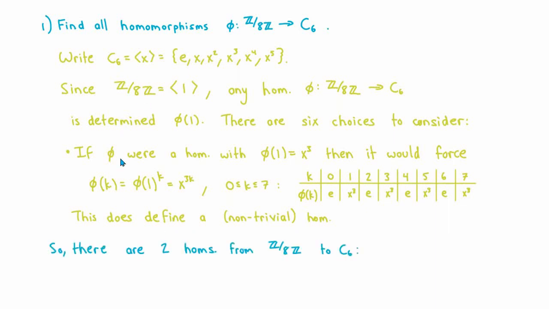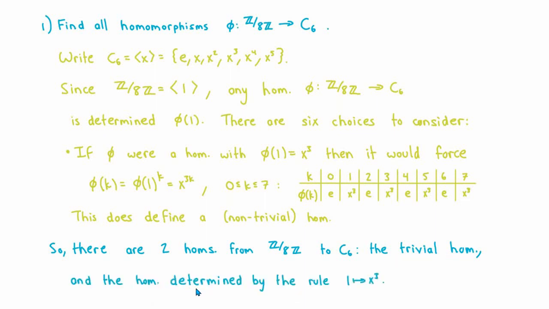So that leaves us with the conclusion that there are exactly 2 homomorphisms from Z mod 8Z to C6. There's the trivial homomorphism, which we know is a homomorphism between any 2 groups. And there's also the homomorphism determined by the rule that 1 maps to x cubed.